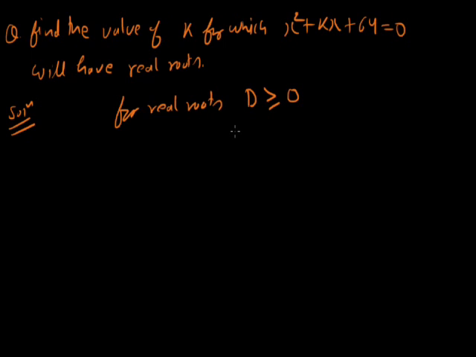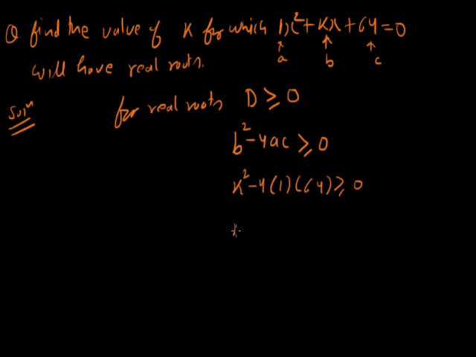So what is D? The value of D is equal to b square minus 4ac, which should be greater than or equal to 0. What is b? B means the coefficient of x. So this is our b. And what is a? The coefficient of x square. Let's say this is 1. This is the value of a. What is c? The constant term. Now put the values. In place of b I have to put k, squared. 4 times a, which is 1, times c, which is 64, greater than or equal to 0. So k square minus 4 into 1 into 64, I get 256, greater than or equal to 0.